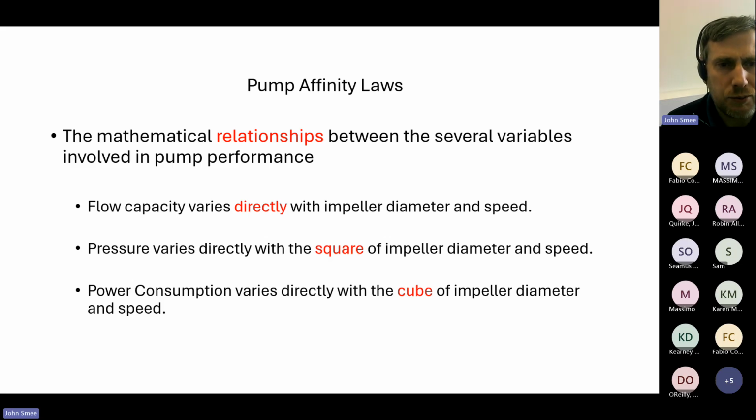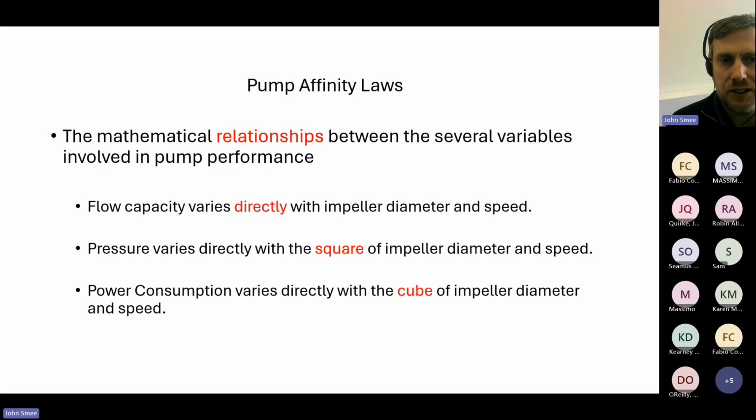So just to recap, the pump affinity laws are the mathematical relationships between the several variables involved in pump performance. The variables we're talking about are pressure, RPM (the pump speed), the flow out of the pump, and the power consumption of the pump. These are all variables in that system, and the pump affinity laws describe the mathematical relationships that exist between them.